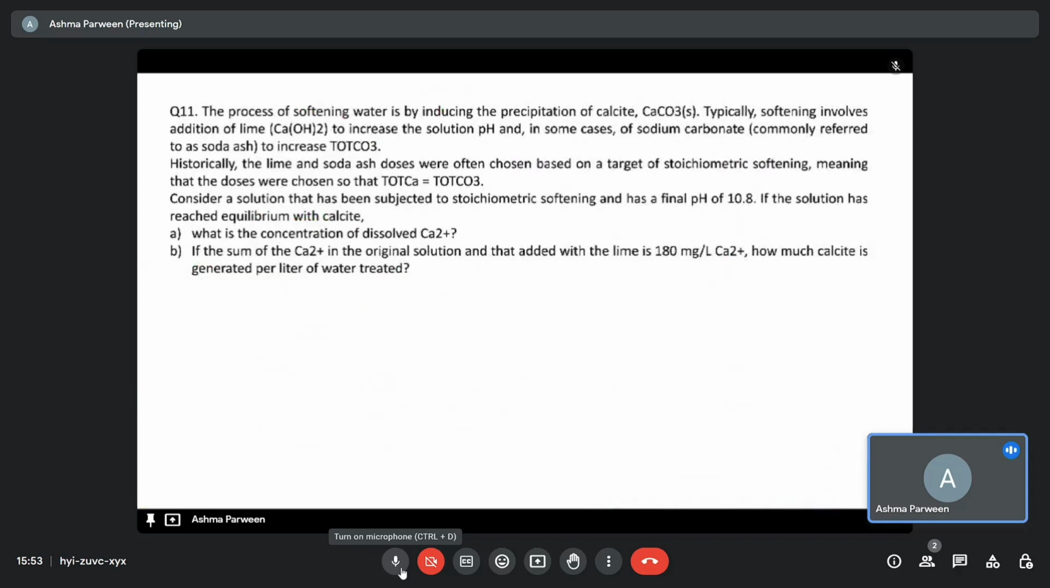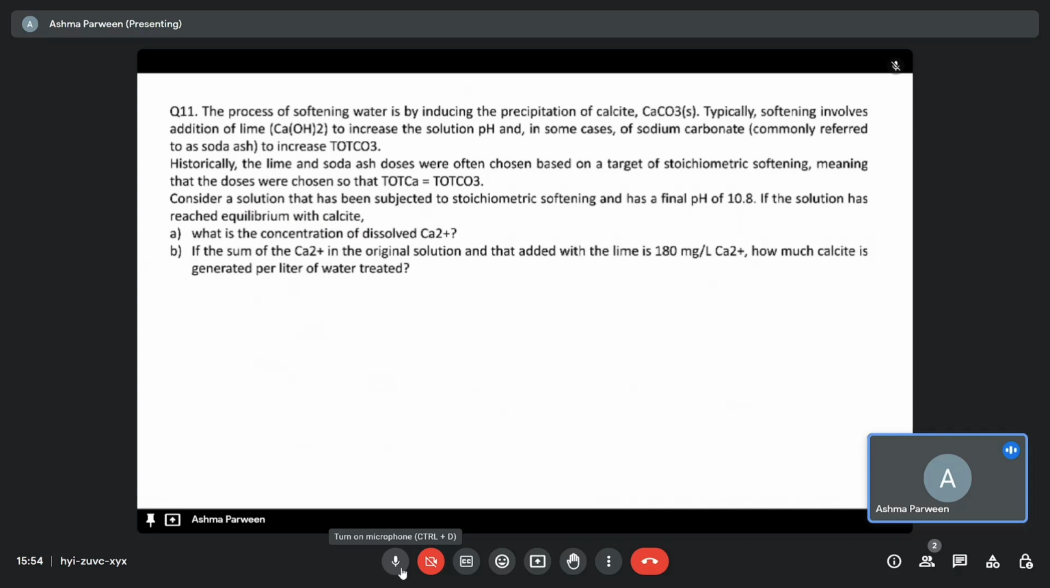So this is the last question. The question is: the process of softening water is by inducing the precipitation of calcite. Typically, softening involves addition of lime to increase the solution pH, and in some cases sodium carbonate to increase total carbonate. Historically, lime and soda ash doses were often chosen based on a target of stoichiometric softening, meaning that the doses were chosen so that total calcium is equal to total carbonate.